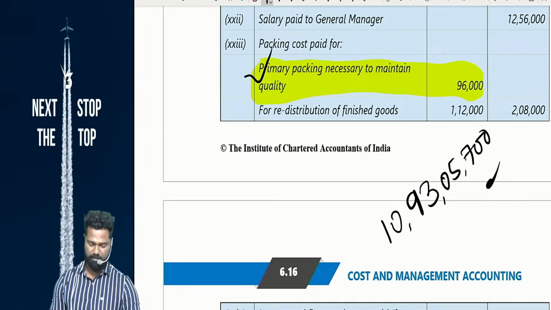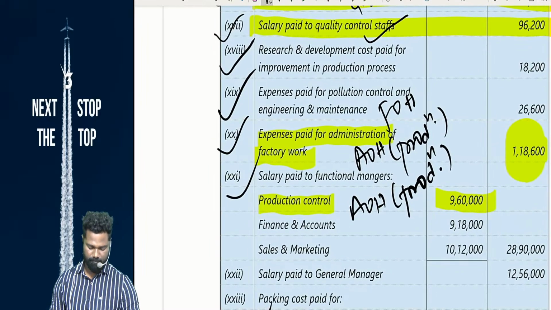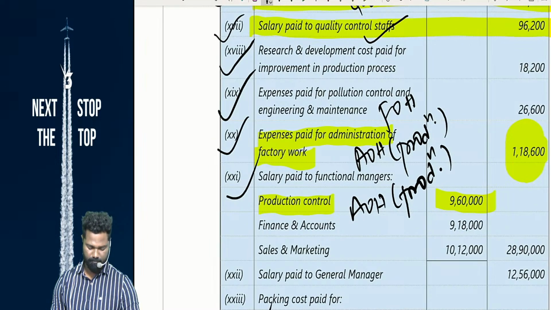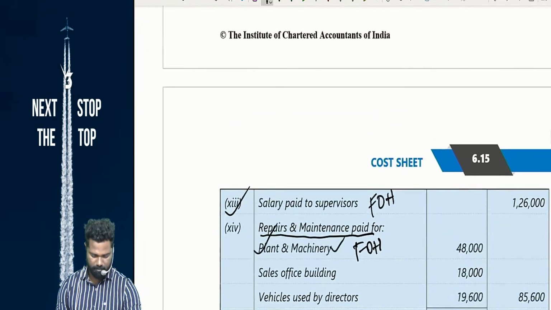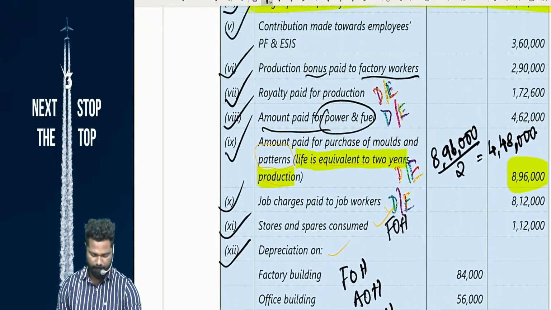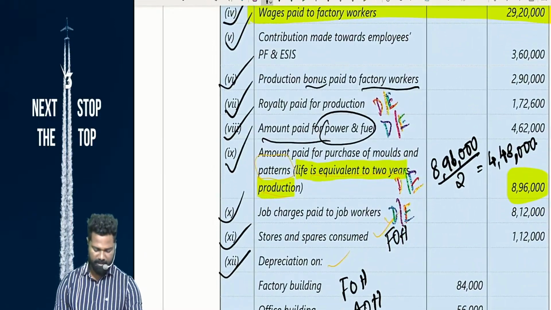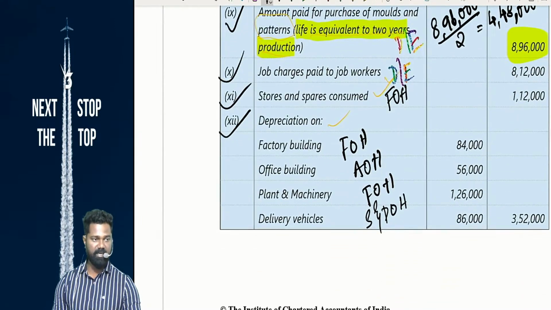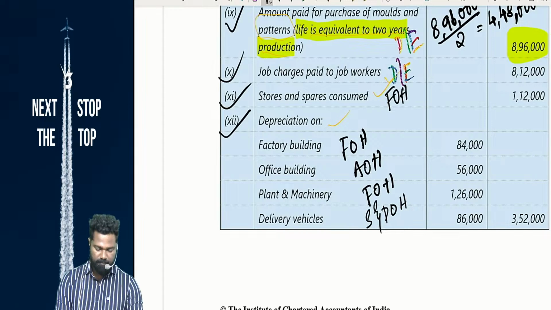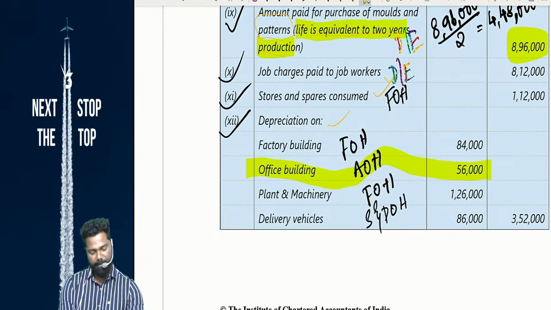I think there are so many items, right? Let's check from the beginning. See, order we left. Royalty paid is done. Power amount. Okay. Job charges are done. Stores and depreciation will come. Depreciation on what? Office building. How much is that? Depreciation on office building.